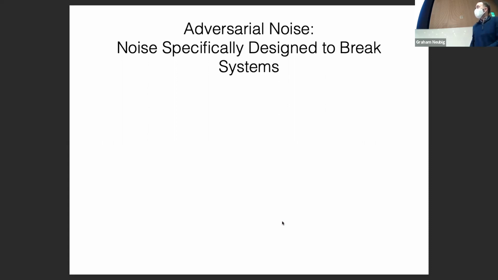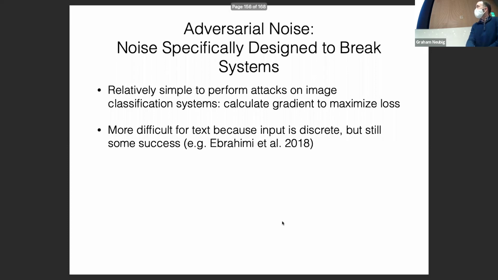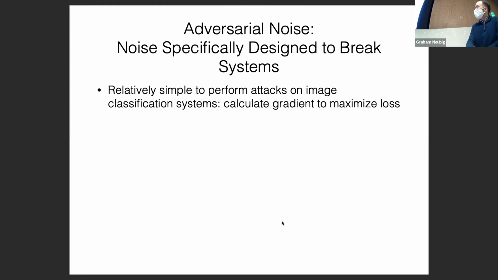So this was just an example of random noise, but adversarial noise or adversarial attacks are noise that's specifically designed to break systems. And it's relatively simple and popular in image classification systems. And basically what you do is you get the loss value of a prediction. Normally you get the loss value of the prediction, you backprop into the parameters of the model and you optimize the parameters of the model to reduce loss. But in the case of adversarial attacks, you get the loss value of the prediction and you backprop into the actual input itself to maximize loss. So you make a change to the input to maximize loss.